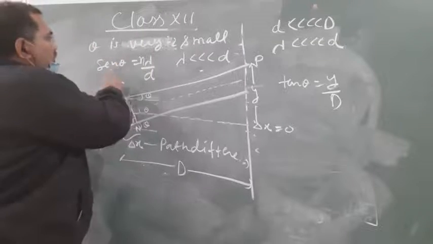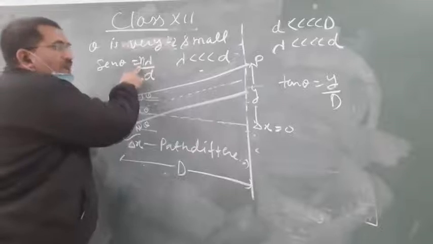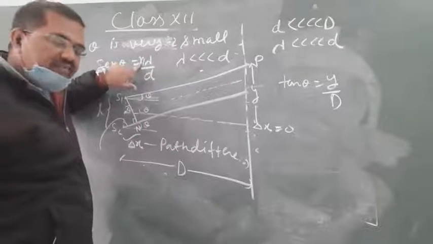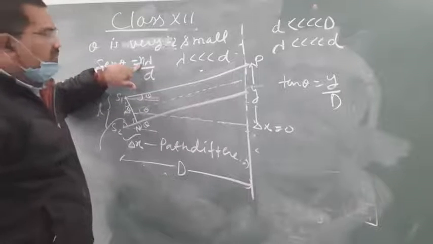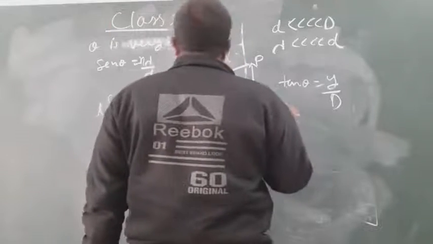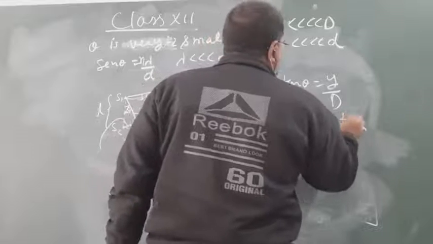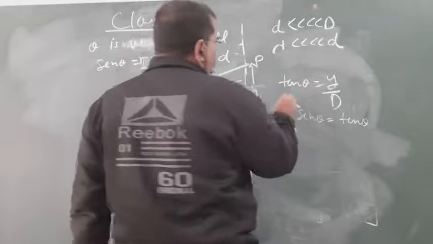So sin theta equal to n lambda by d. This is the general formula for any maxima. N equal to 1, we get first maxima. N equal to 2, we get second maxima, and so on. If theta is very small, you can write here sin theta equal to tan theta, because theta is very, very small.